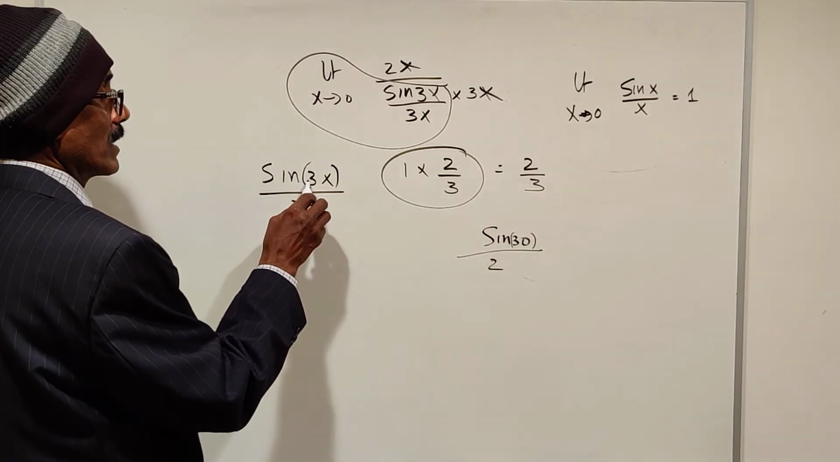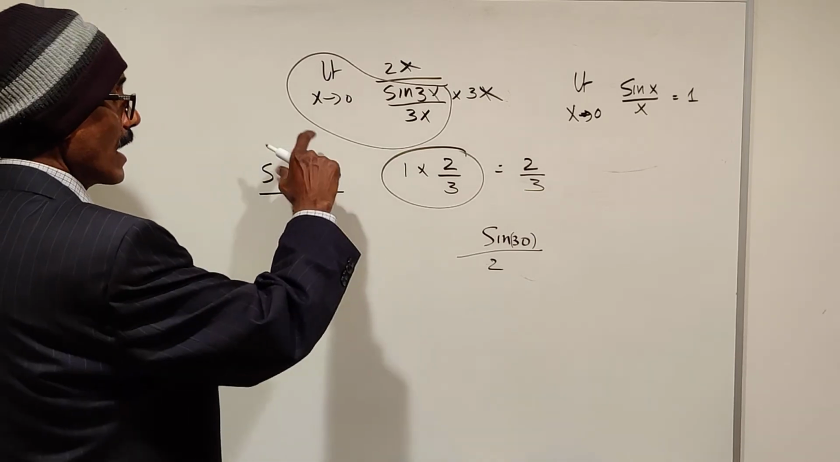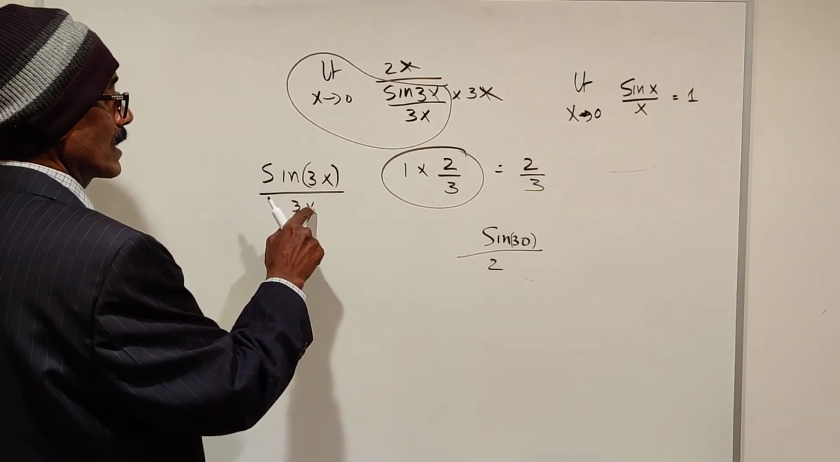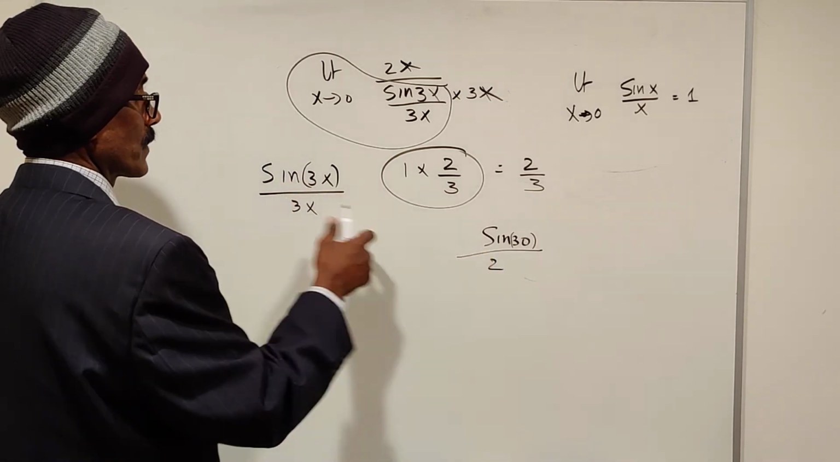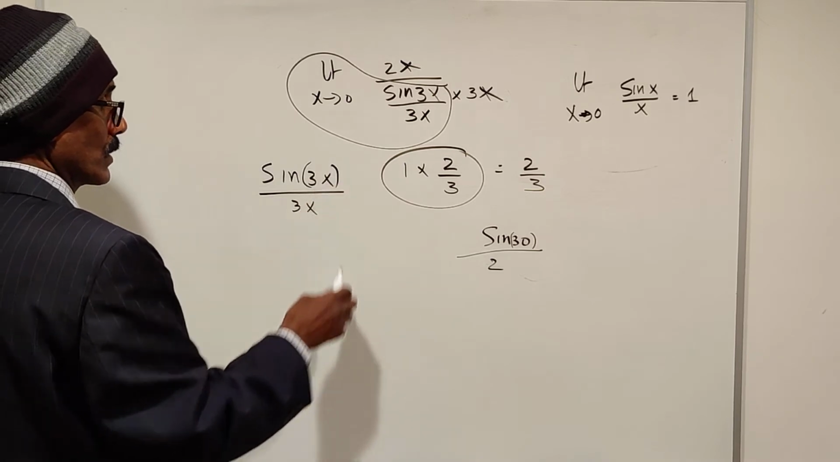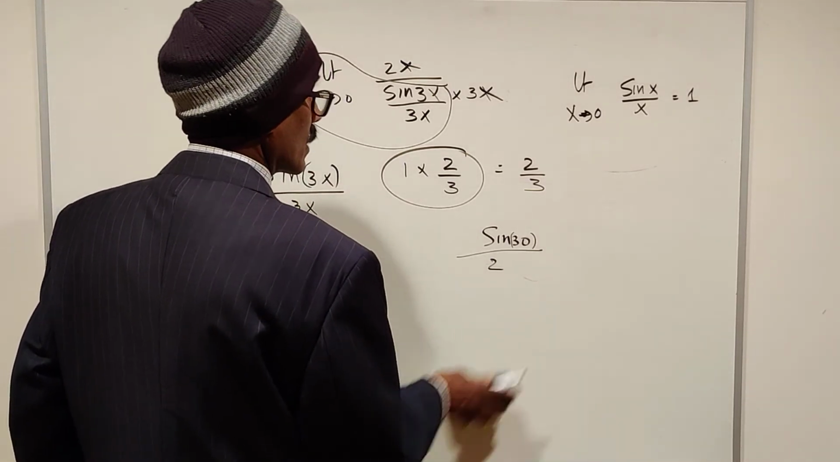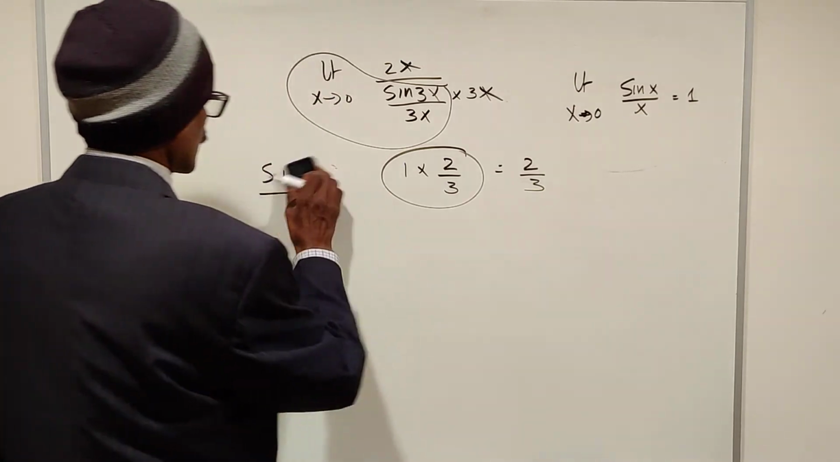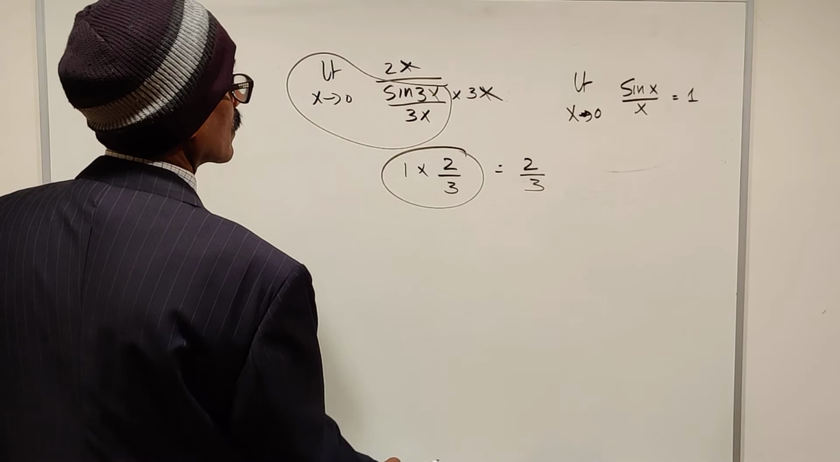It's the same thing. 3x is an angle. Sine, after sine, comes an angle. This is 3x. This is just a number like 2. So you cannot divide these two. Okay? Maybe some of you have some doubt like that. Okay. The answer is 2 by 3.